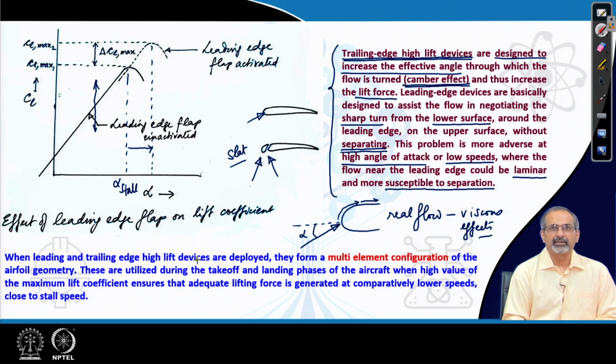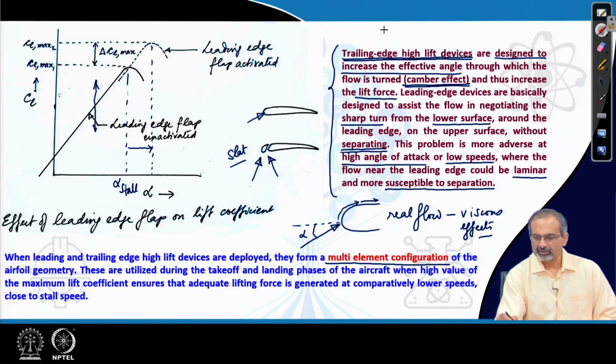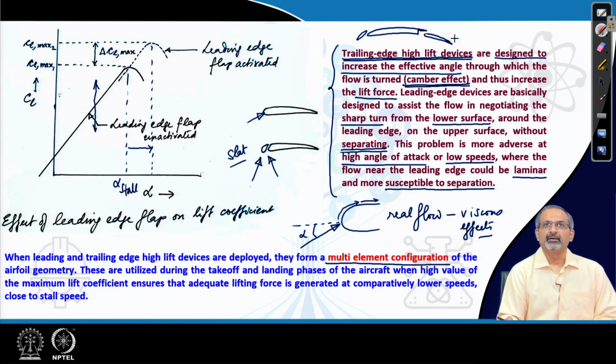When leading and trailing edge high lift devices are deployed simultaneously, we talk about a multi-element configuration, because now the airfoil looks more like a leading edge flap here, the main part of the airfoil section, followed by a trailing edge flap. Therefore, you have multiple elements which are deployed in order to create the desired effects on the flow, which augments the lift, reduces the stalling velocity and improves performance at lower speeds.